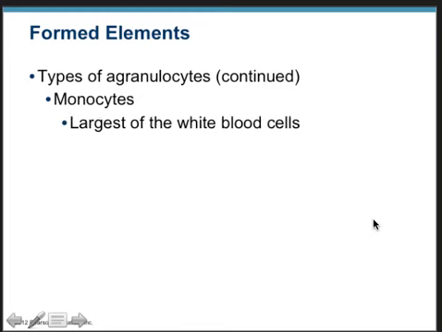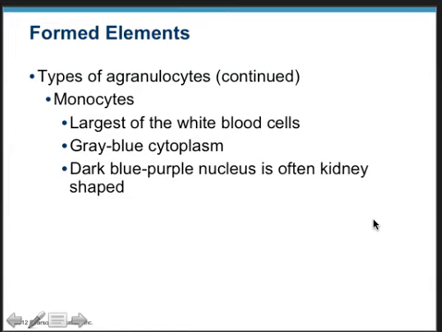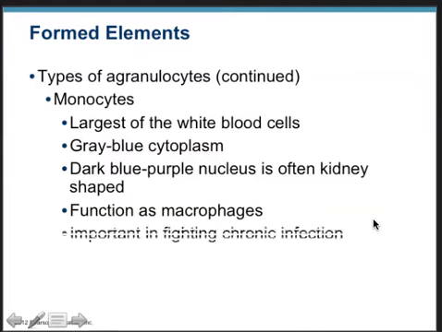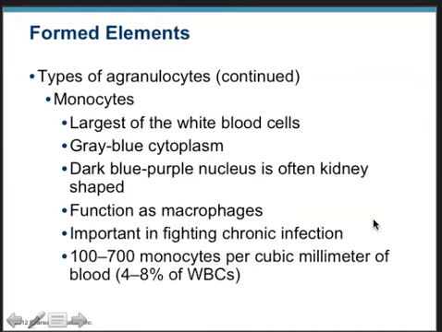They're the largest of the white blood cells. They have a gray-blue cytoplasm and a dark purple nucleus that is often shaped like a kidney, and they eventually become the macrophages as we've discussed. They're important in fighting chronic infection, and you have between 100 and 700 monocytes per cubic millimeter of blood, and this makes up between 4 and 8% of your white cells.